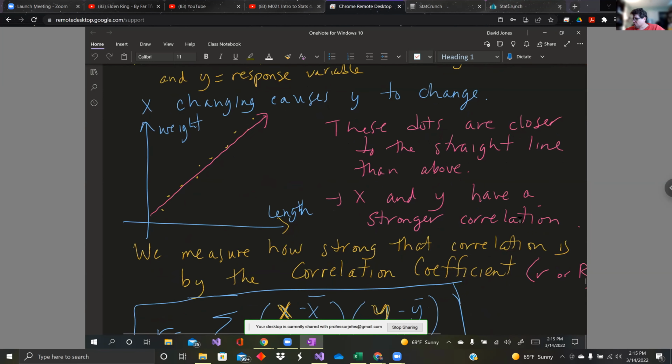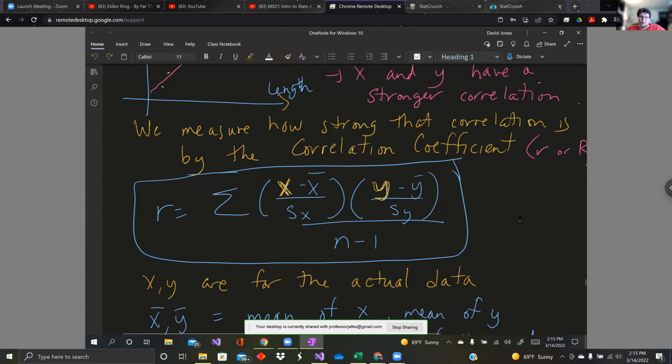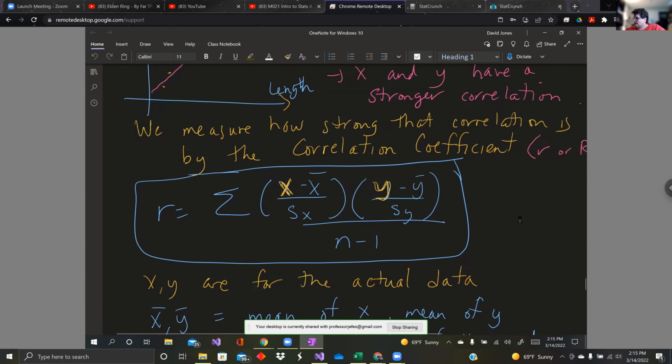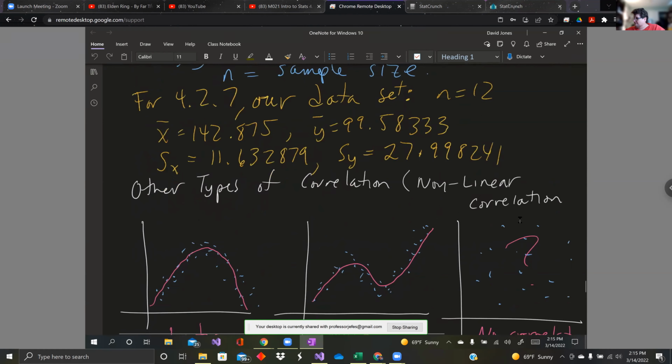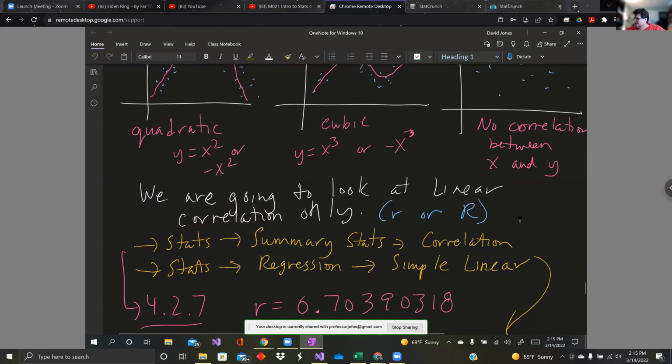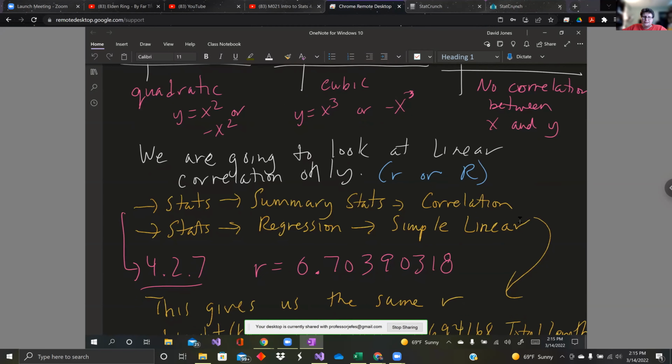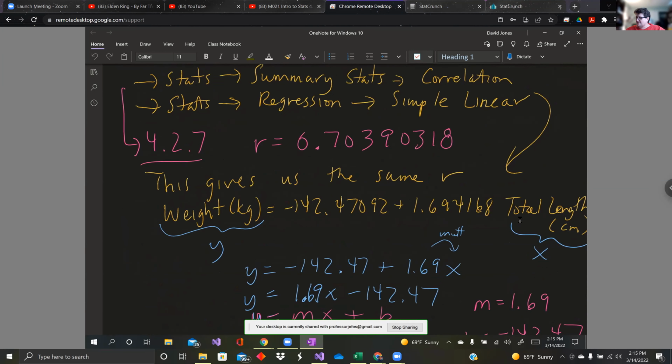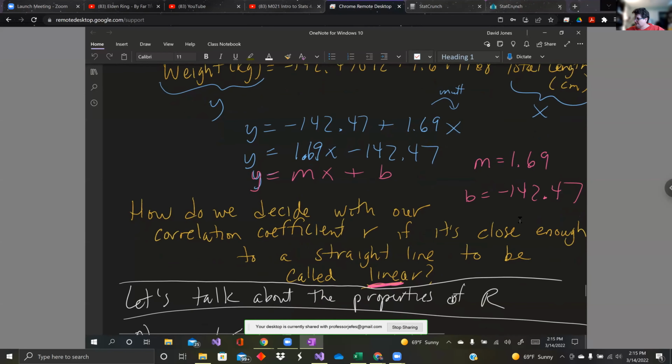So we use the letter R for the correlation, and it's got an ugly formula, and we're not going to use it. We do have other forms of correlation, but we're looking at linear correlation, where it makes a straight line. Two major things we'll use are stats, summary stats, correlation, and stats, regression, simple linear. That's in our StatCrunch. In each case, it's going to give us an R somewhere. The stats regression gives us a little bit more. It gives us that line of best fit we were talking about, and we'll walk through problems using it.